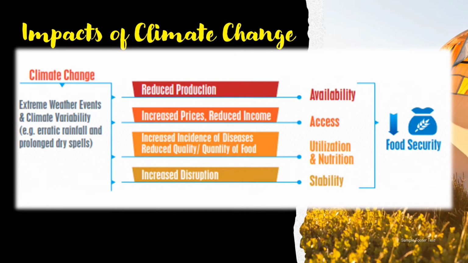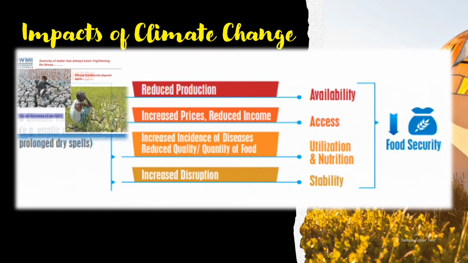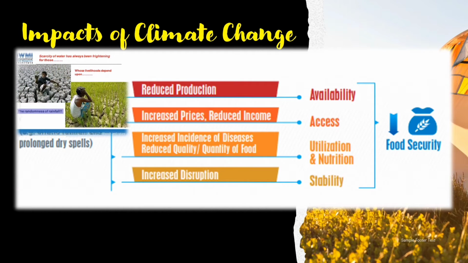Impact of climate change. Number 1. Availability. Climate change will reduce agricultural production, through environmental degradation, changing agroecological conditions and shifting growing seasons. Changes in rainfall and higher temperatures will also affect crop productivity, reducing food availability.